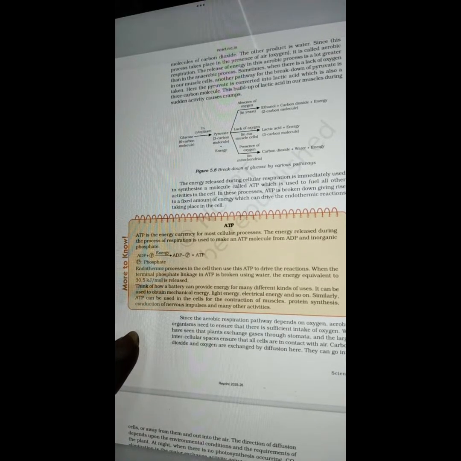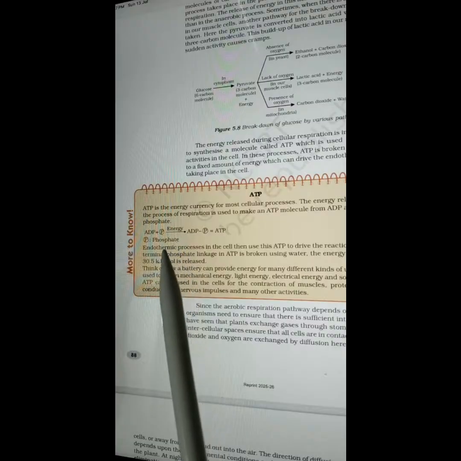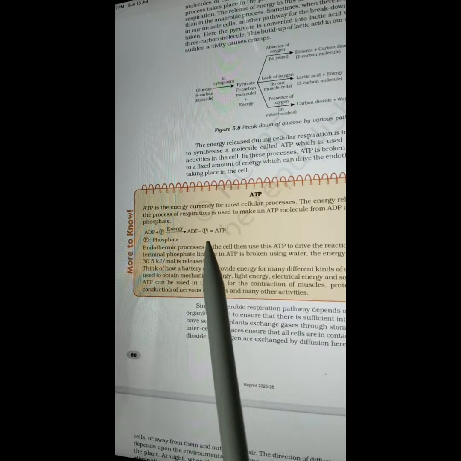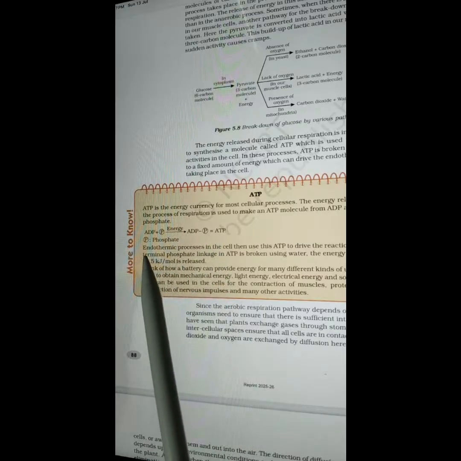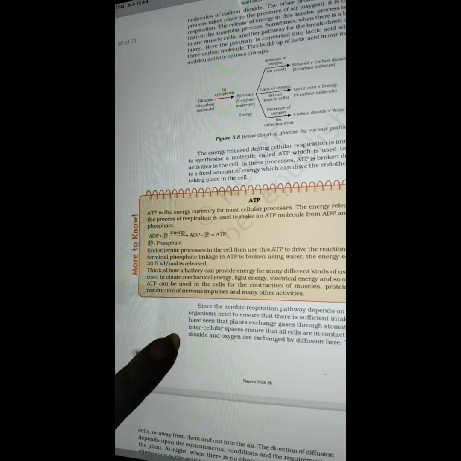So ADP, which is adenosine diphosphate, in the presence of one more phosphate, is going to take energy. So here, this is consuming energy. See here, it is consuming energy and it will be getting converted to ATP. Endothermic processes in the cell then use this ATP to drive the reactions.